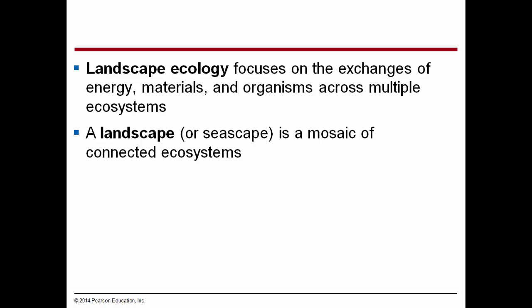Landscape ecology focuses on the exchanges of energy, material, and organisms across multiple ecosystems. A landscape or seascape is a mosaic of interconnected ecosystems. So these are considerations of how the river system might affect the riparian environment right near the river system, or the delta that is created by it. So entire landscapes, the mountains: how do the creeks in the mountains bring nutrients down to the larger rivers in the aquatic ecosystem that they affect?